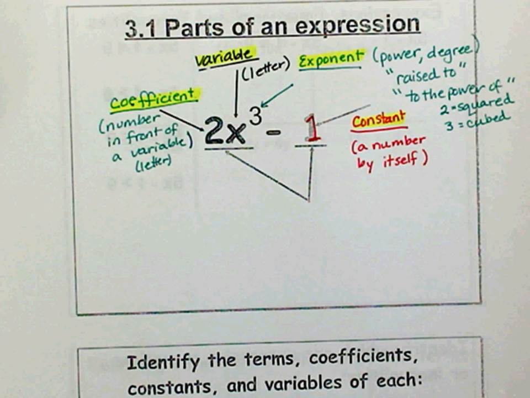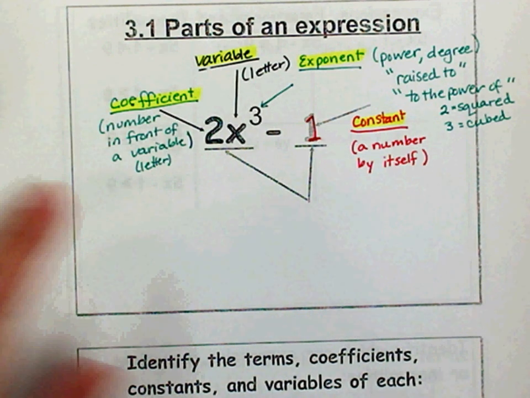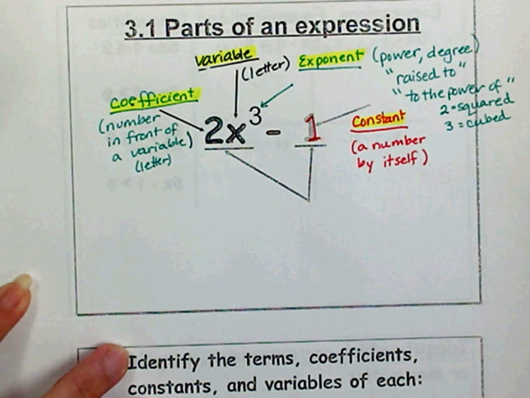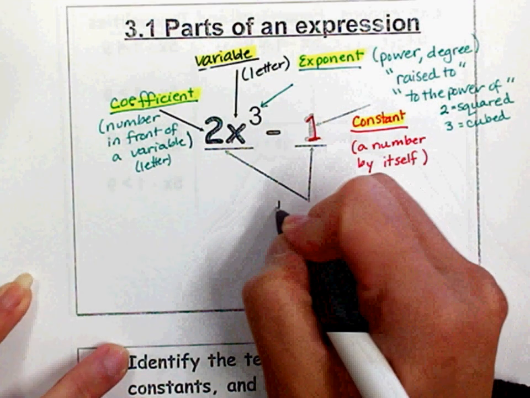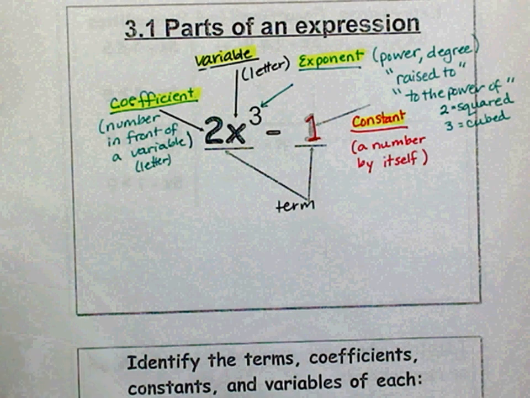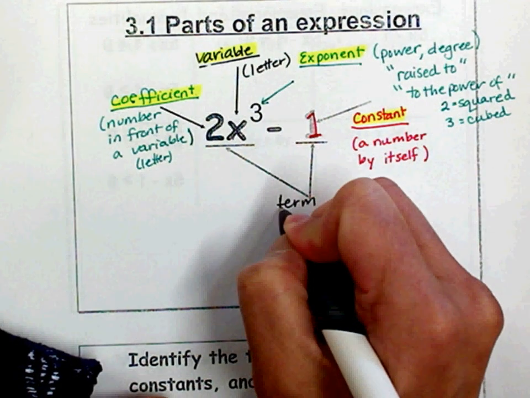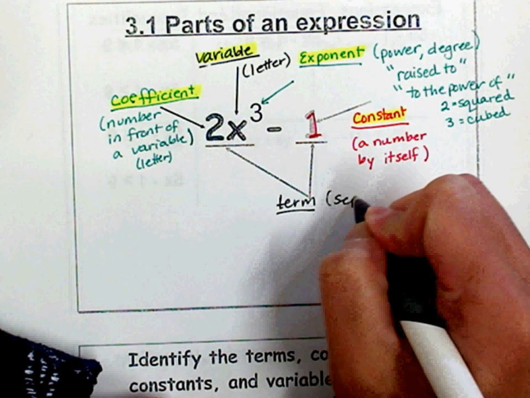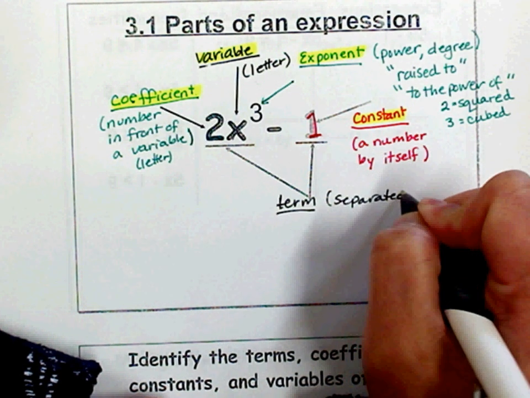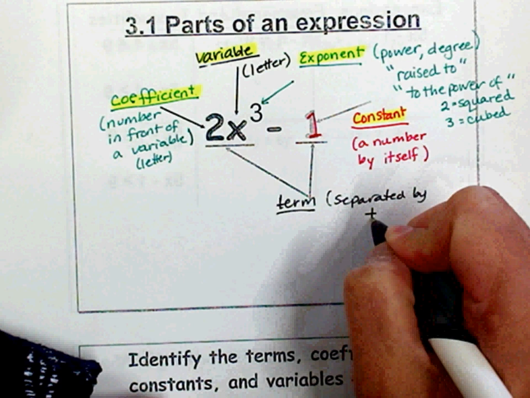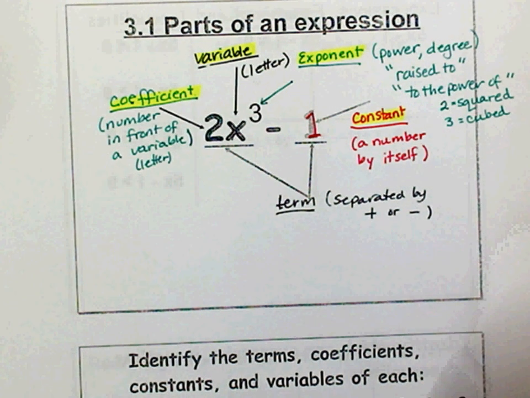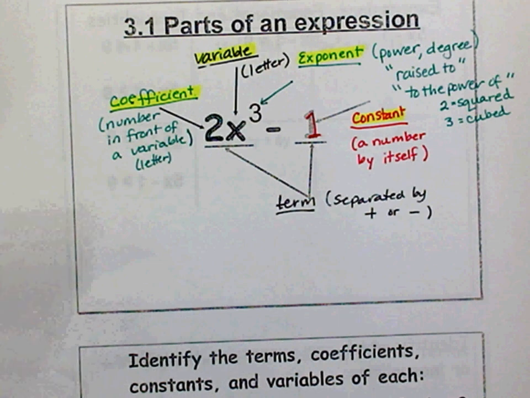All right. Now, if you look at these two, you have 2x and you have a 1. That is called a term. Okay? And what is a term? A term is separated by a plus or a minus. That's called a term. And there's many different kinds, so I'm going to go over them.